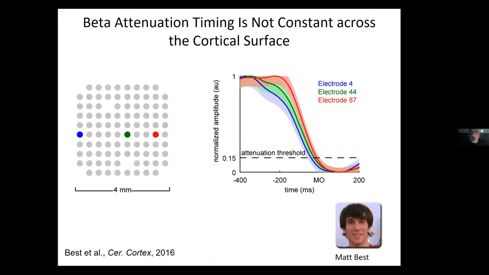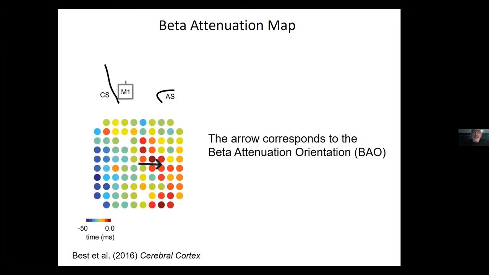So a few years ago, Matt Best and others in the lab found that if you now look at space across the array of electrodes we're recording from in the motor cortex, this phenomenon of beta attenuation isn't synchronous. That is, it doesn't happen at the same time across space, but rather forms a pattern. So this blue electrode attenuates a little bit earlier than the green one, which in turn attenuates a little earlier than the red one. Across the whole array, you can find a nice spatial temporal pattern where, in this particular example, the more caudal sites in blue attenuate earlier than the more rostral sites in red.